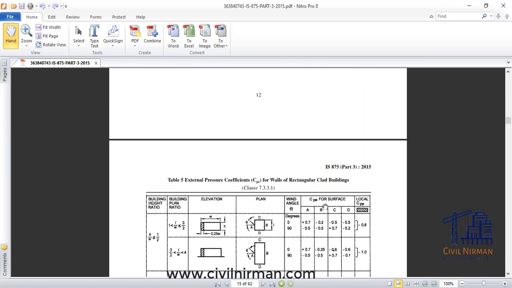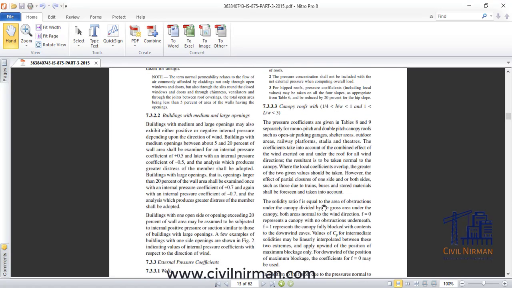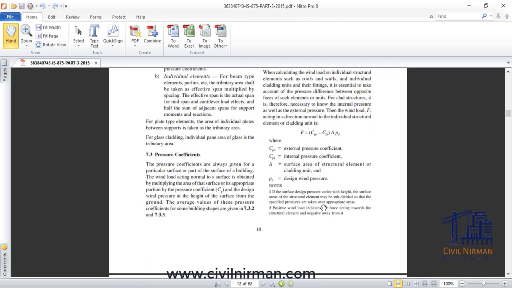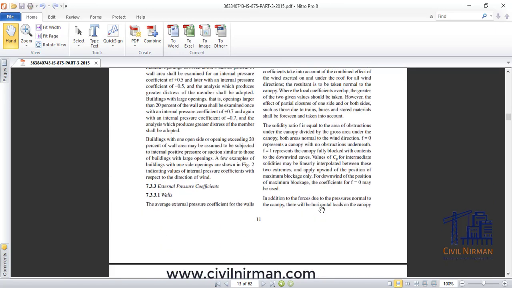Again, PZ is the easiest part that you have already gone through at your previous level as well. PD, the design wind pressure, we need to work out now.